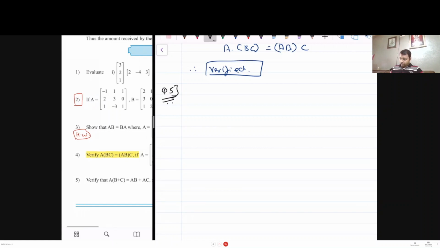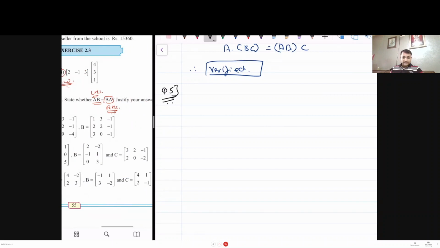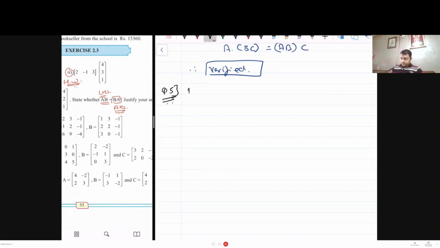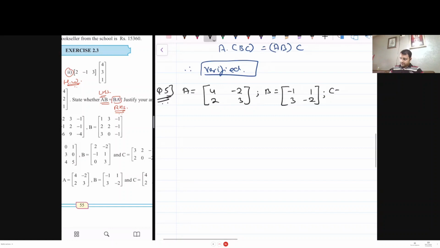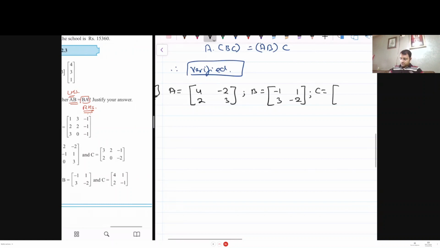Okay. Now let us see what we have to do there in the question number 5. Okay. So question 5 over here says that you are given 3 matrices A, B and C. A is equal to 4 and minus 2, 2 and 3. B is equal to minus 1 and 1, 3 and negative 2. Whereas your matrix C is equal to 4 and 1, 2 and minus 1.